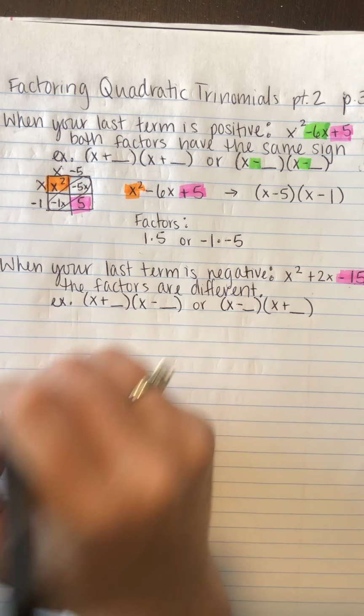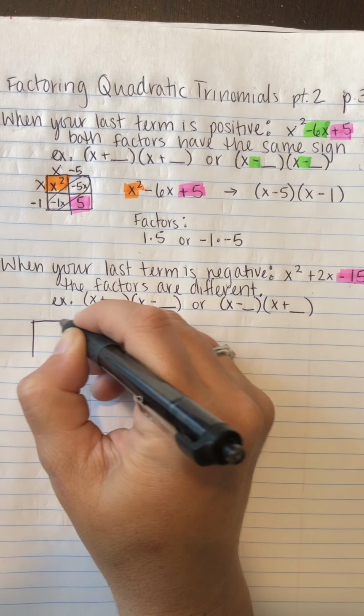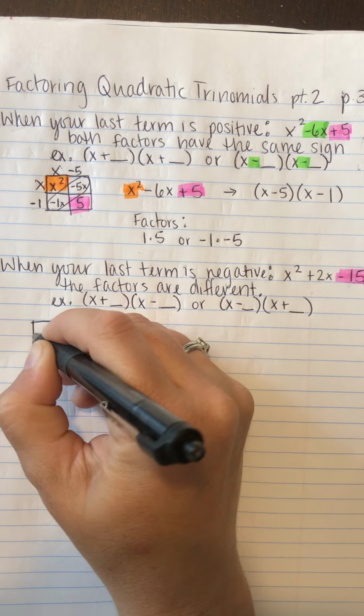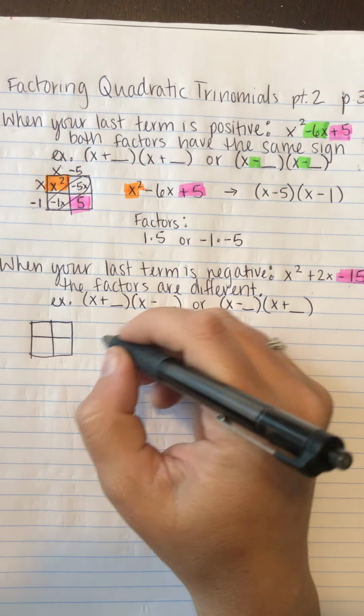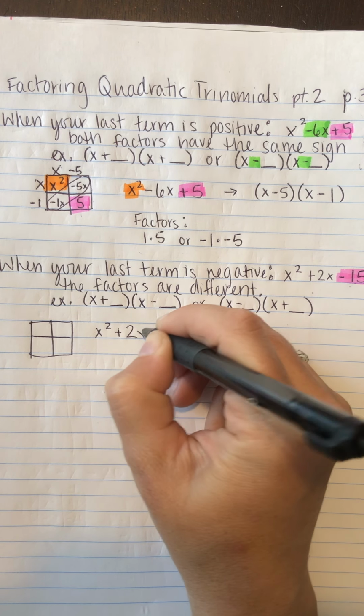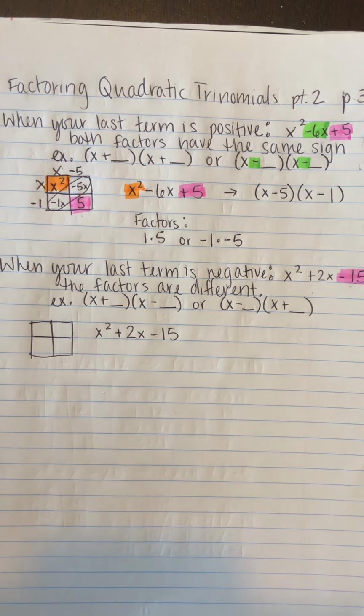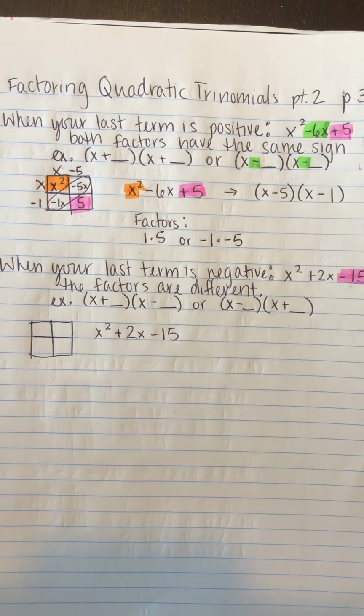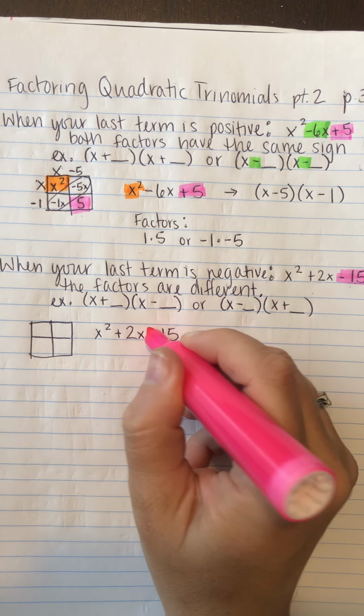All right. So we're going to go ahead and work this one out. We'll draw a 2 by 2 box. I'm going to rewrite our problem. We're going to fill in our first and last box.